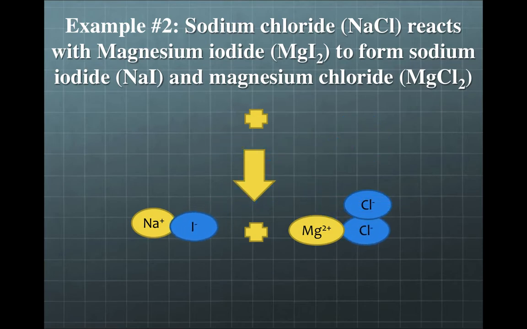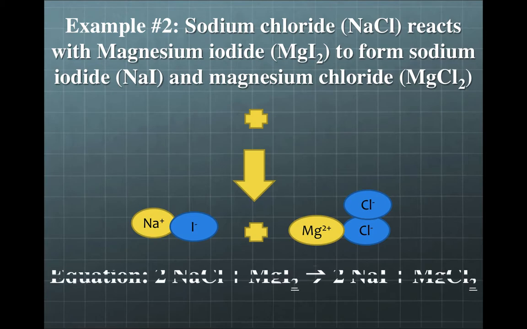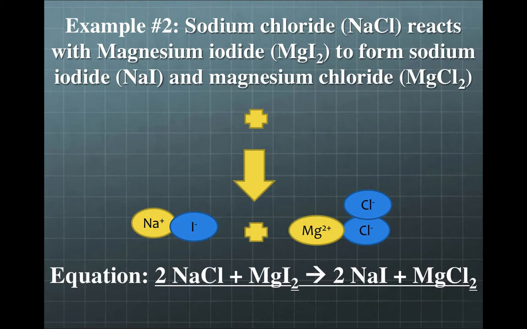So if you notice this time, only one of the iodides moved over to the sodium, and I had to add an extra chloride to the magnesium over there. That's the whole point of you guys balancing chemical reactions. So the reaction comes out to 2 NaCl reacts with MgI2 to form 2 NaI plus MgCl2.